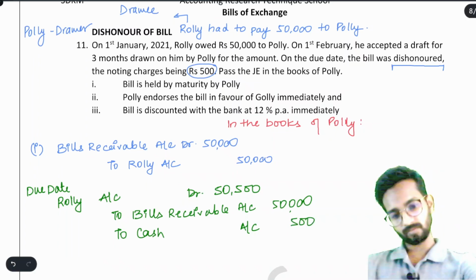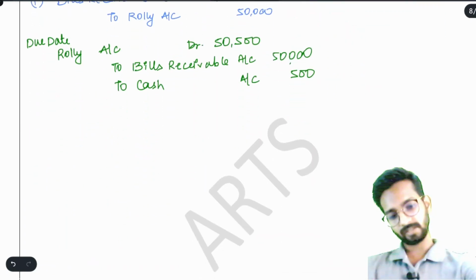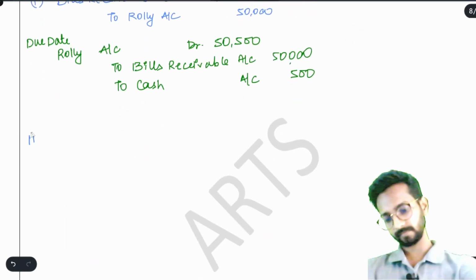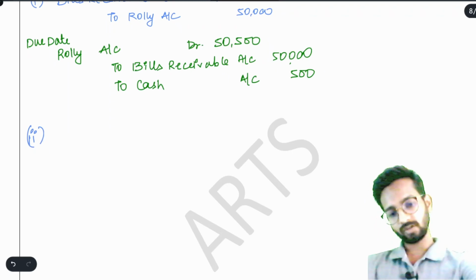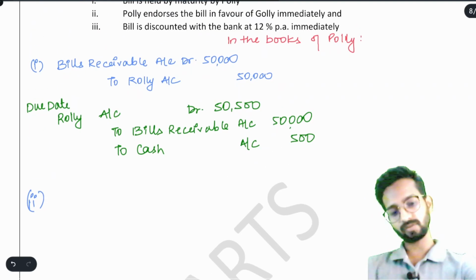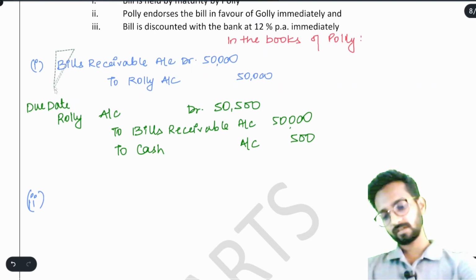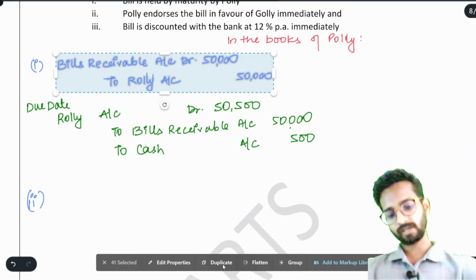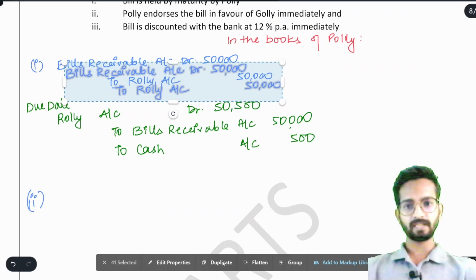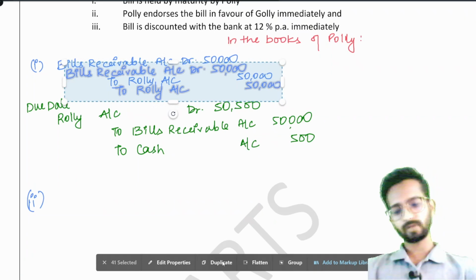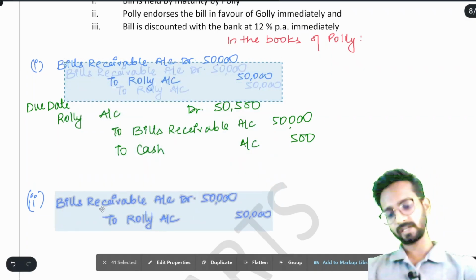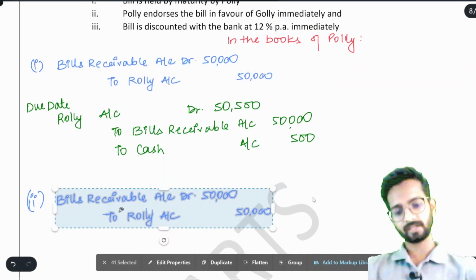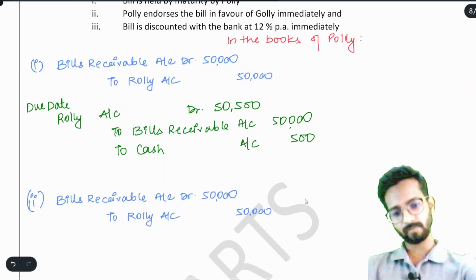Now moving further, second part. In all the parts, the first journal entry will be the same because you are drawing the bill. You can just write it in the first line and then write points 1, 2, 3. What I am doing is writing 1, 2, 3 and copying that entry again so that we can understand in a better manner. Bills receivable account debit to Rolly 50,000.